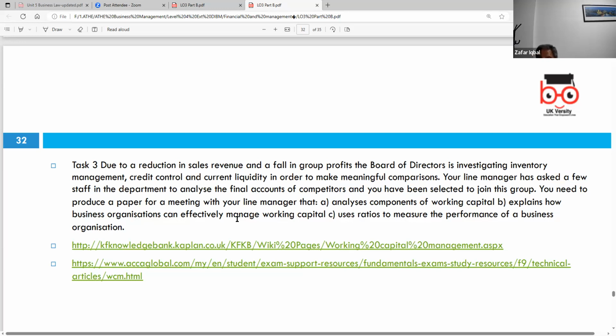Right. What is working capital? How can we use it? What can you get from the ratio? How can businesses use it? Do they find this useful or not? What are these ratios for? What do they measure? You know, how you can compare last year's performance to this year. So this type of thing.